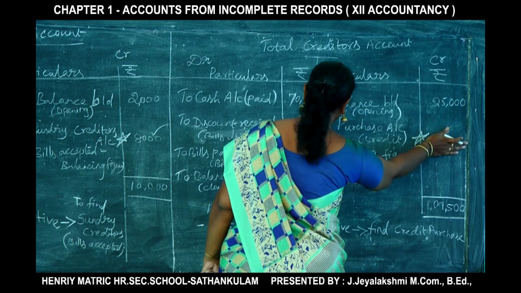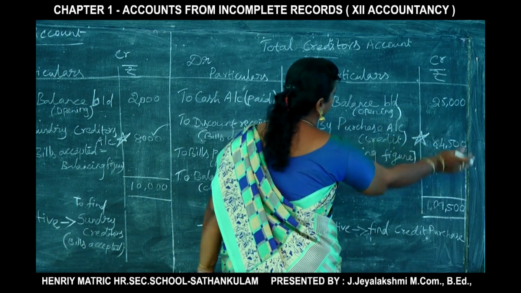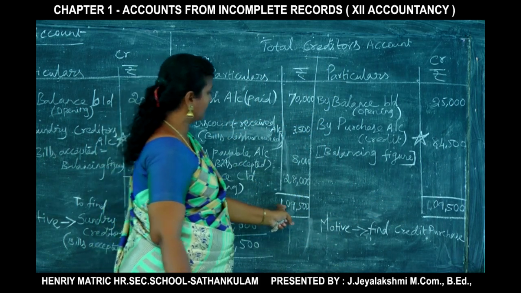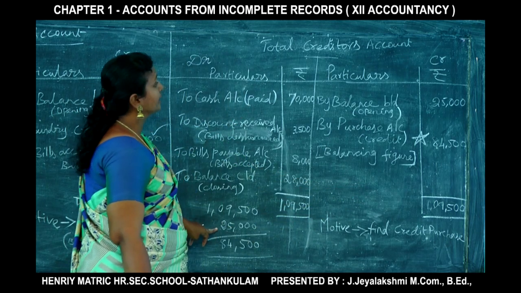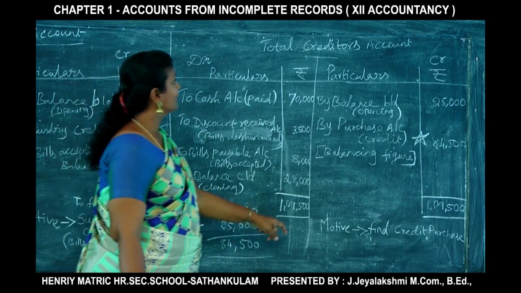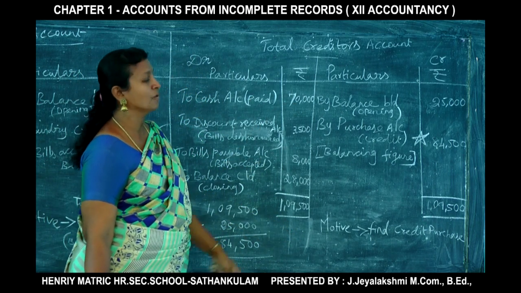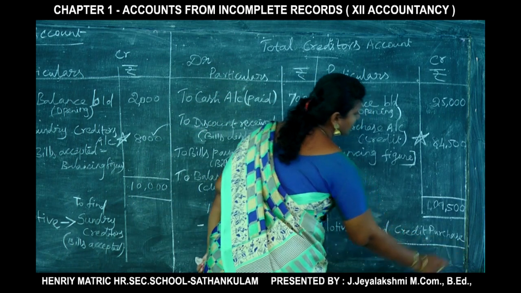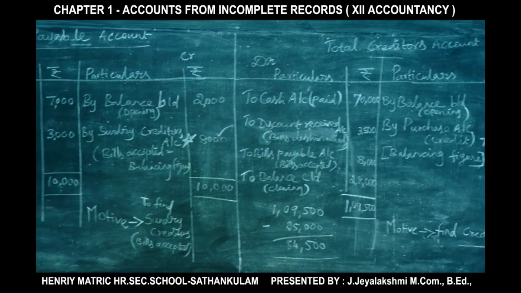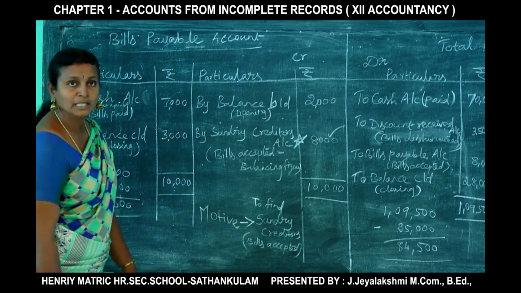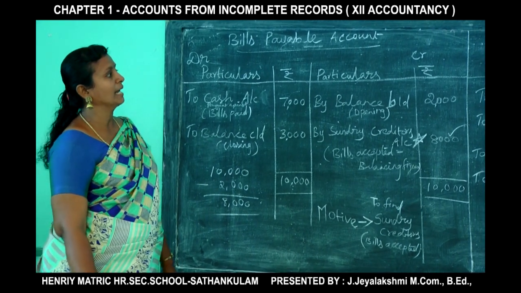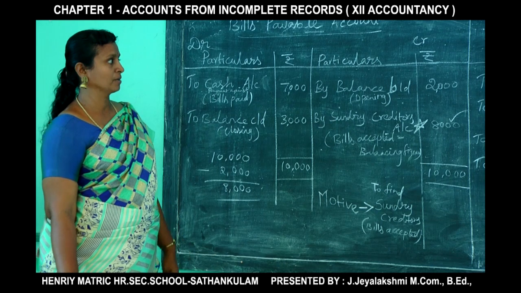So see here, the debit side is bigger. We are tallying the two sides, 109,500. Then we are deducting 25,000 from 109,500, and we get 84,000. So this total credit has the main motive to find the credit purchases, how much they have purchased. What information was given in illustration 16, what were they asked to calculate? Bills receivable account, total debtors account, bills payable account and total creditors account. Now we have found them out.